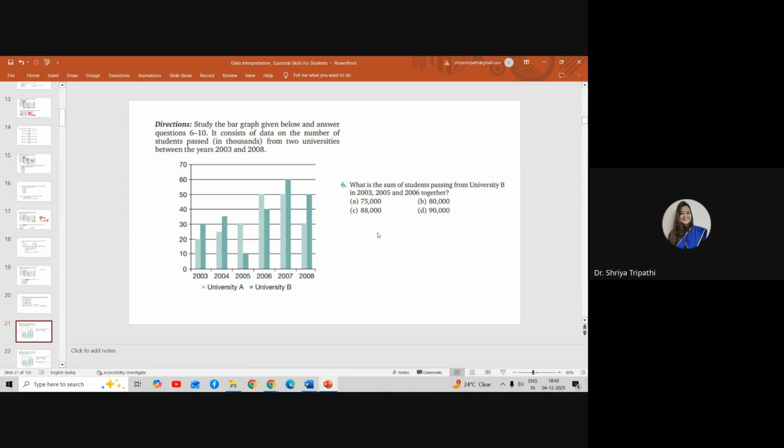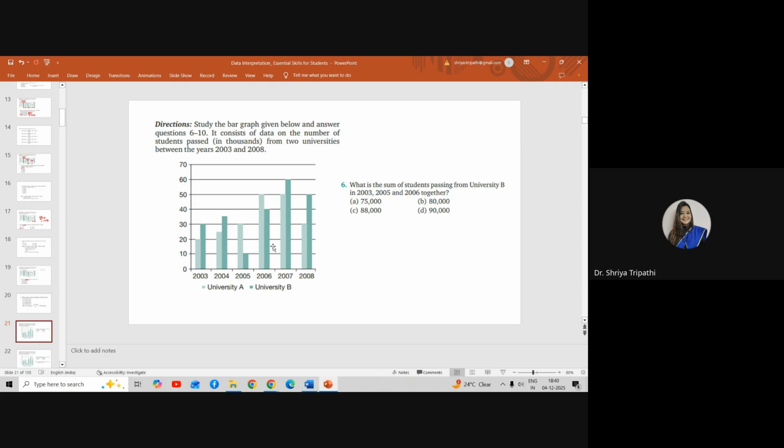Next, new question. Study the bar graph given below and answer questions 6 to 10. It consists of data on the number of students passed. Now here you can see it is in thousands. Please remember, in thousand, because in my y-axis we have 10, 20, 30, 40, 50, 60, but the options are given in thousand. So whatever figure you get, convert it into thousand, and you'll end up with the right answer. From two universities, University A and University B.